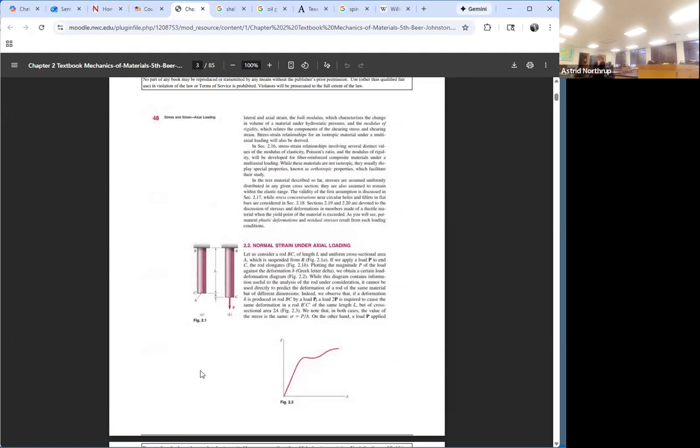I love this, and I actually love to draw this, so I'm sad that I won't get to draw it in this particular format. But when we talk about normal stress under axial loading, like we said, you have something, you pull on it and it elongates, and that percent of elongation is called the strain.